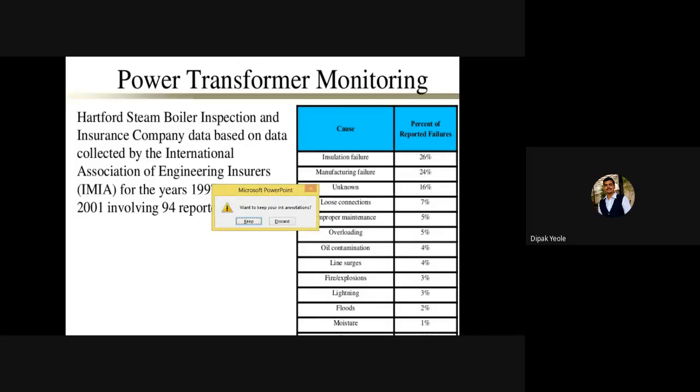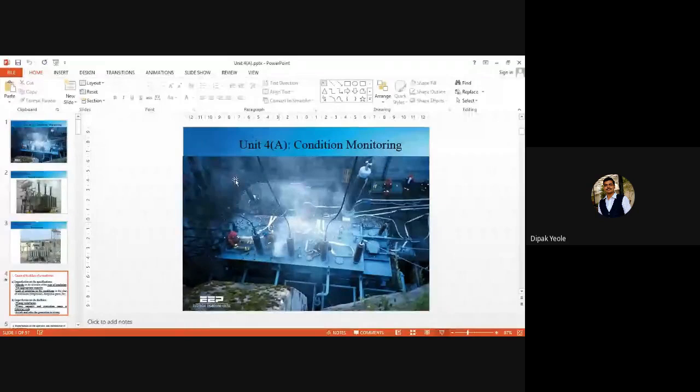Yes, I hope you understood this point clearly. In the next class we will start with the power transformer monitoring, because we are interested in condition monitoring. We are not finished with the condition monitoring of a power transformer. We have just finished the causes of failure, and the types of failure. I hope you understood today's class.